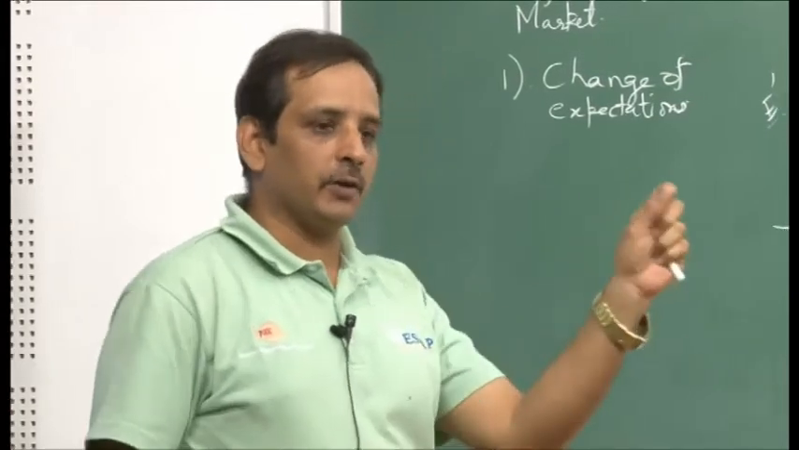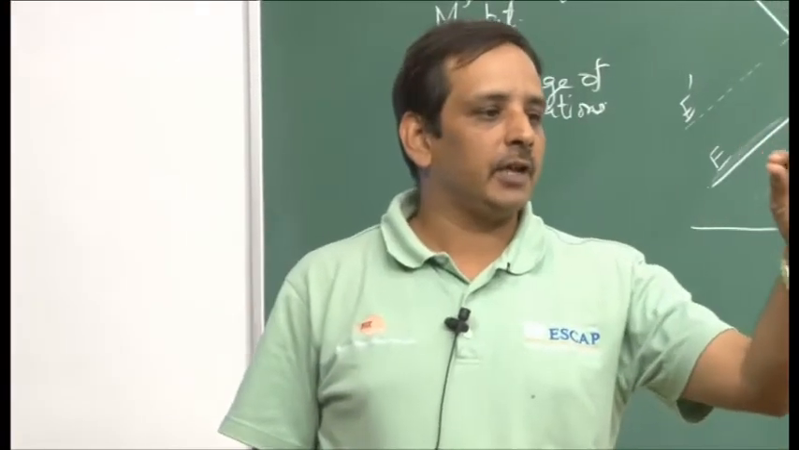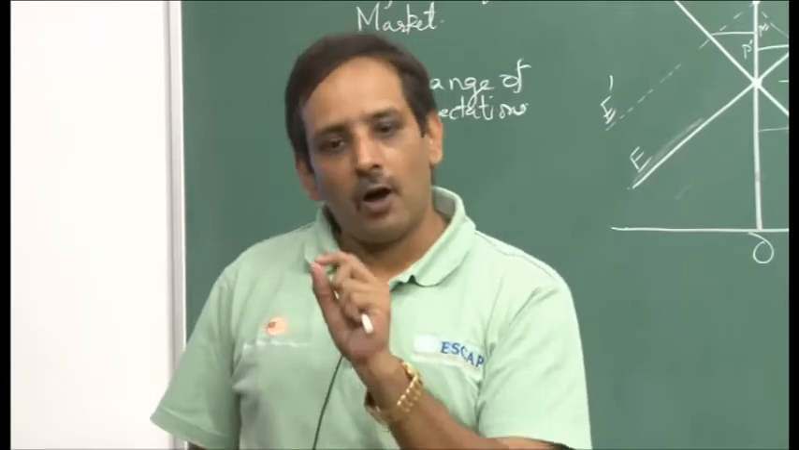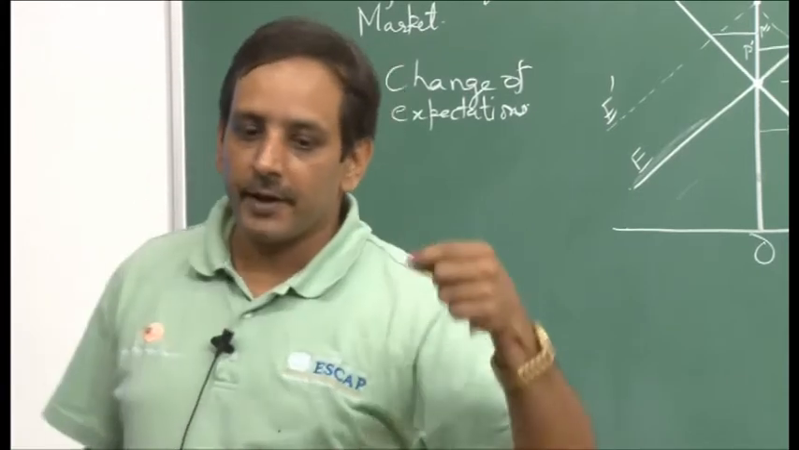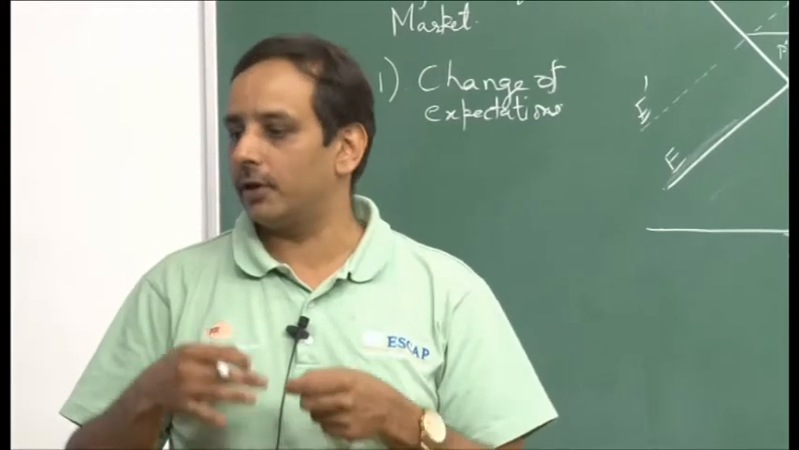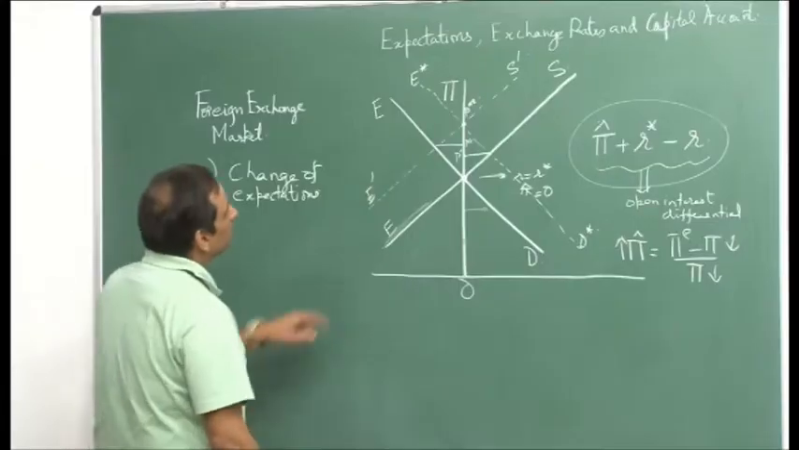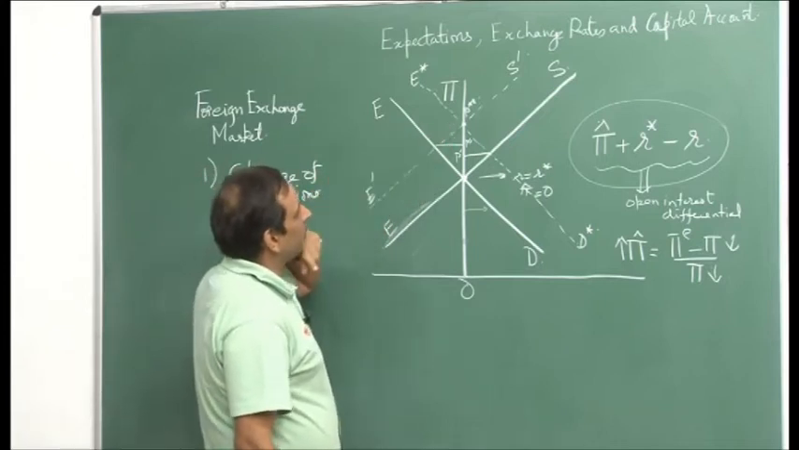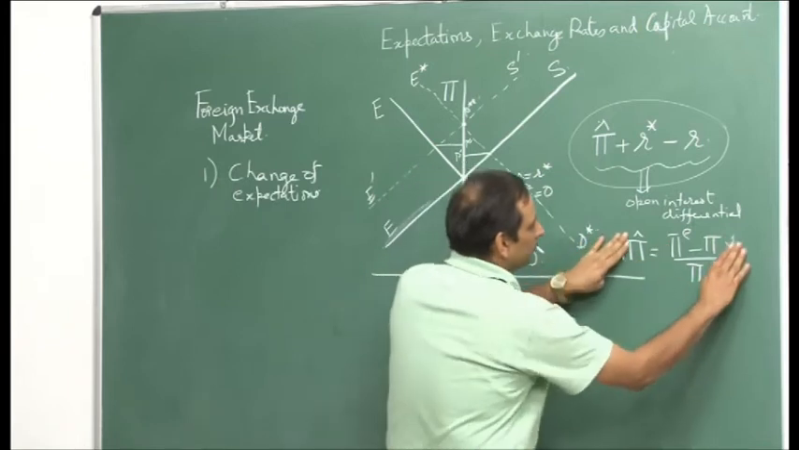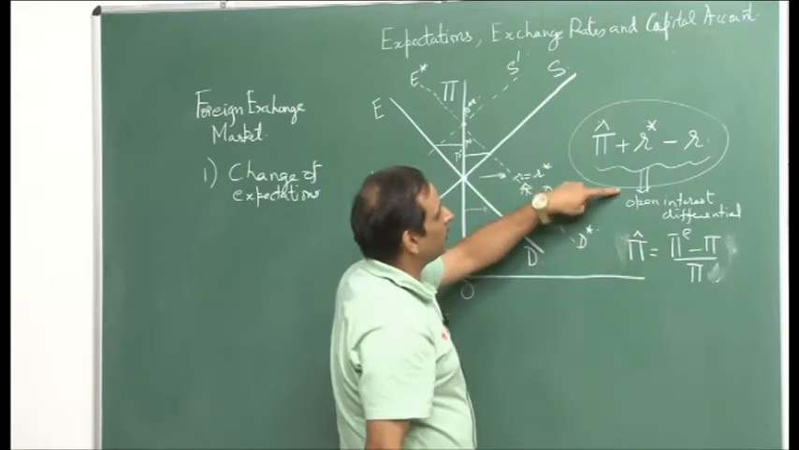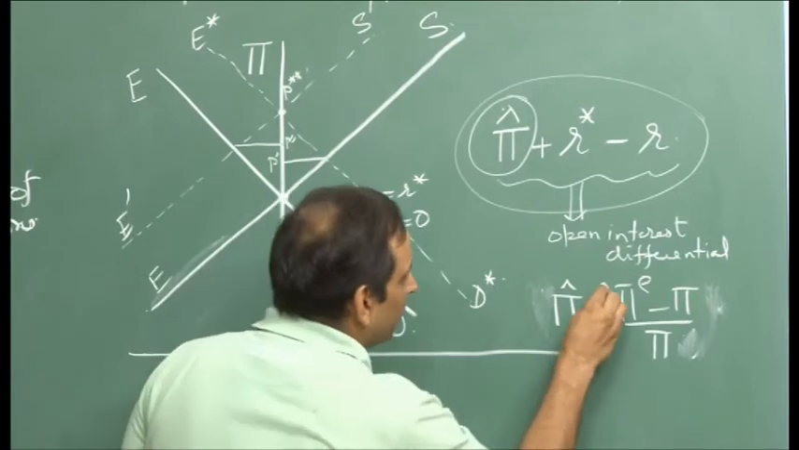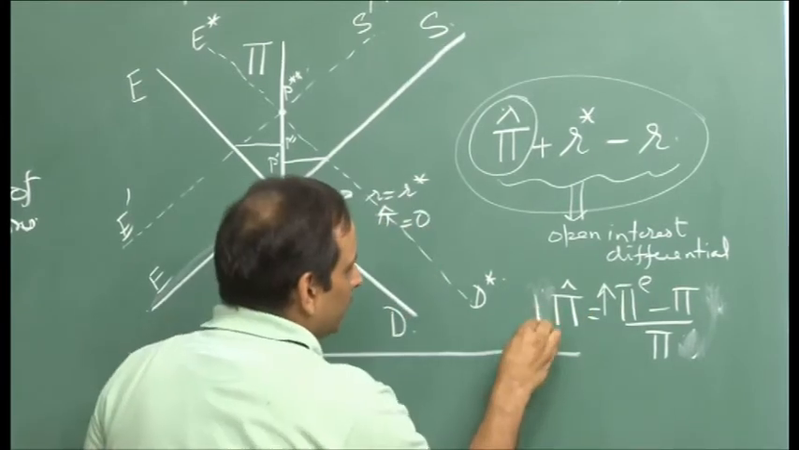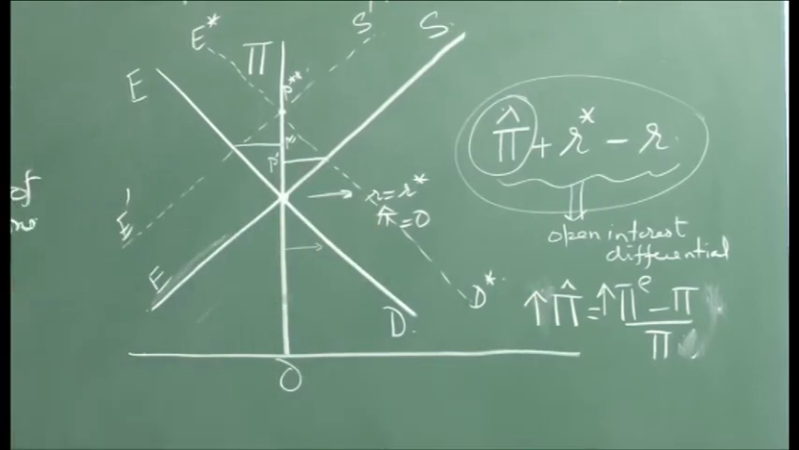Till date, we have studied the open interest differential, where we said that depreciation is a function of the interest differential. Now, I have brought in another parameter, which is expectations. If you expect that your currency will depreciate, it does have an impact on the actual exchange rates today. So, you are expecting that your currency would depreciate. This would mean that if you are looking at the open interest differential, especially this term pi hat, which is the expected rate of change of exchange rate, you expect this to go up. So, you expect pi hat to go up. That means you expect foreign currency to appreciate or your currency to depreciate.